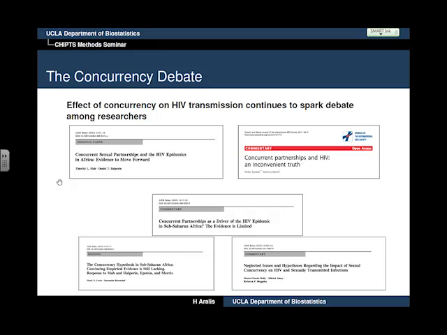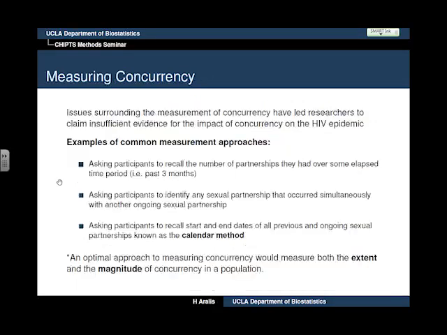And then there's been a variety of mathematical models that have demonstrated, as I said, that it's possible, but we're not sure. One of the big reasons why it's been difficult to get to the bottom of this is that measuring concurrency has been challenging. Ideally, we would want to measure in a given population both the extent and the magnitude of concurrency.